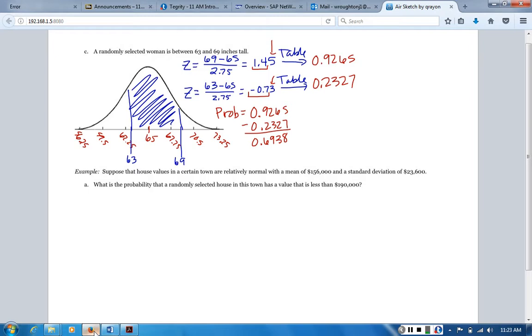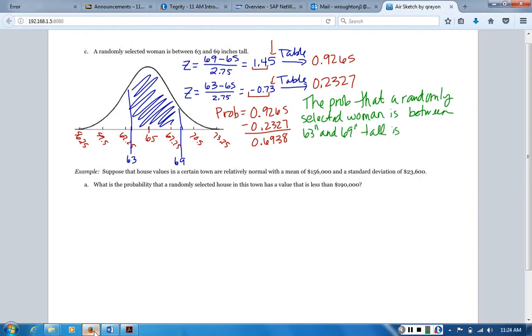So then again, last, I want to interpret it as well. I can say the probability that a randomly selected woman is between 63 and 69 inches tall is our 0.6938, or again, if you prefer, 69.38%.